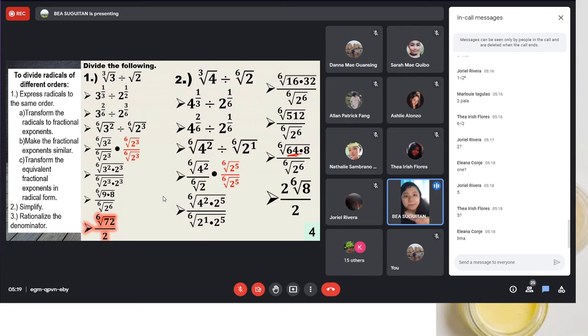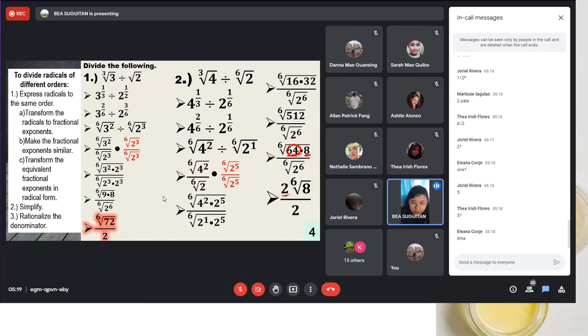Wait lang. Mali si ma'am. Ulit. Okay? So, this will now be 2. Ma'am, saan po nanggaling si 2? Okay? Once again, the 6th root of 64, that is 2. Kaya tayo may 2 dito. And then si 8, may iwan siya sa loob ng radical sign, because 8 is not a perfect 6th power.